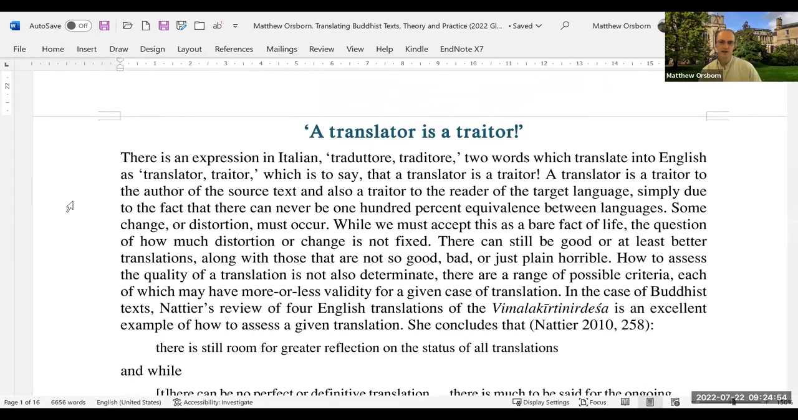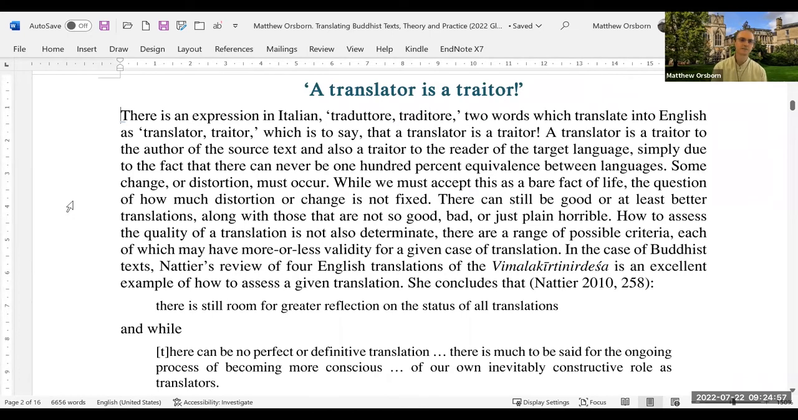I'm going to begin with, a translator is a traitor. There's an expression in Italian, traduttore, traditore, two words which translate into English as translator, traitor, which is to say that a translator is a traitor. A translator is a traitor to the author of the source text and also a traitor to the reader of the target language, simply due to the fact that there can never be 100% equivalence or correspondence between languages. Some change or distortion must occur.